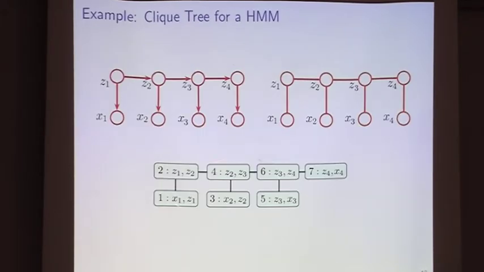So in this case, all the edges have weight 1, and we just select a maximum spanning tree for the nodes, and we obtain a valid clique tree.